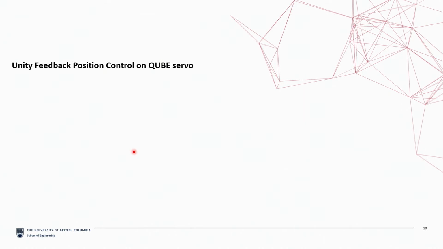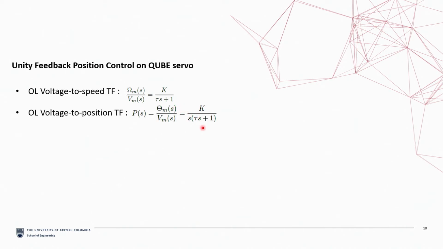From the bump test exercise, we know that the speed of the Quanser servo can be modeled with a first order transfer function. We know that the position is a time integral of velocity. So by multiplying the voltage to speed transfer function by an integrator of 1 over s, we can derive the voltage to position transfer function.